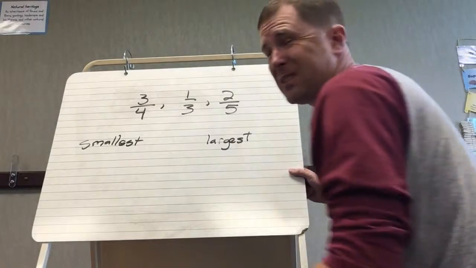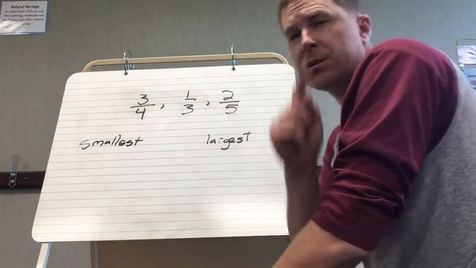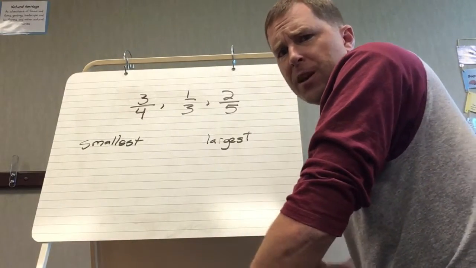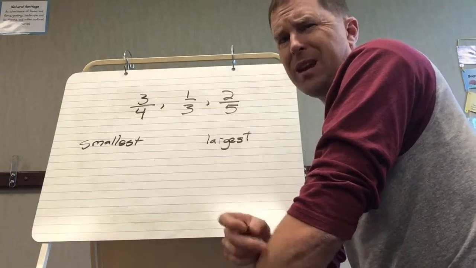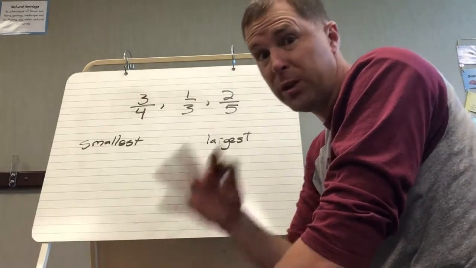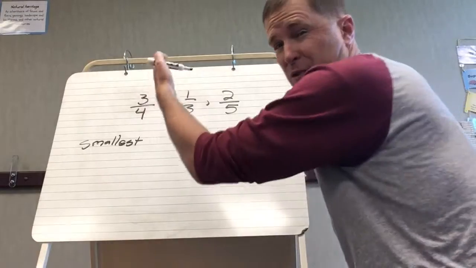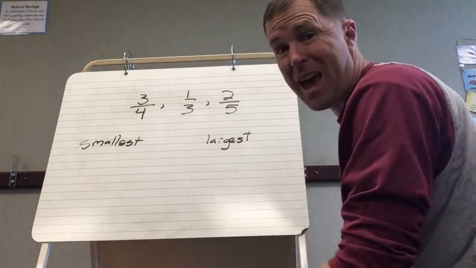Okay. When we're looking at this, something very easy that I have found is to ask whether each fraction is greater or less than half. That's a really easy benchmark, really easy. So we want to look at if it's greater than or less than half.